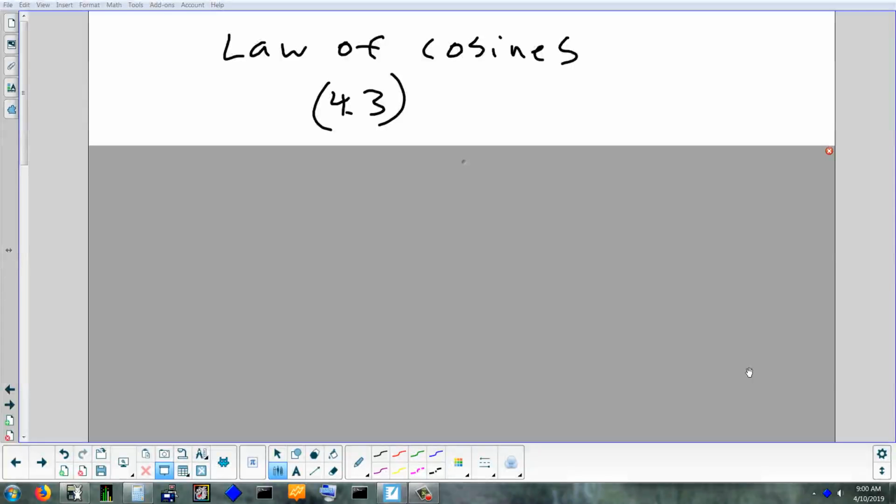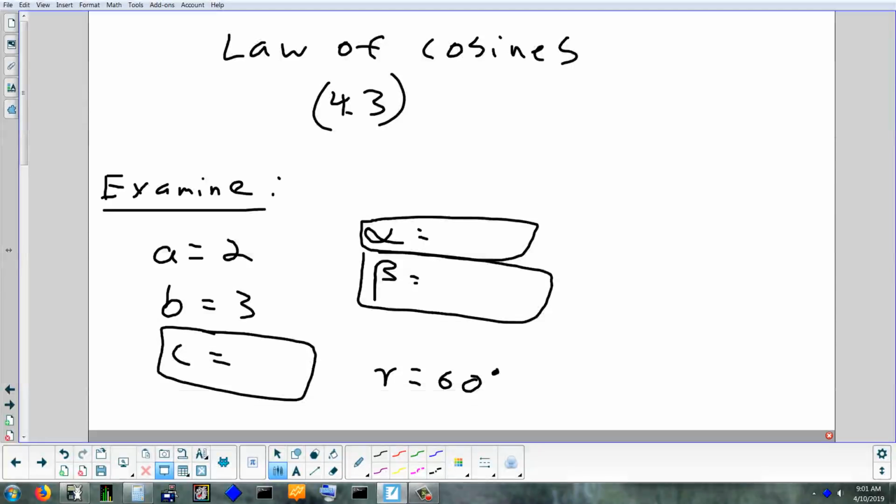So the last lesson we're going to look at is the Law of Cosines. The goal here is pretty much the same as what we've been doing. We still want to find any missing sides, and we still want to figure out any missing angles. But we're going to have to look at a slightly different formula because there are two cases we haven't considered yet.